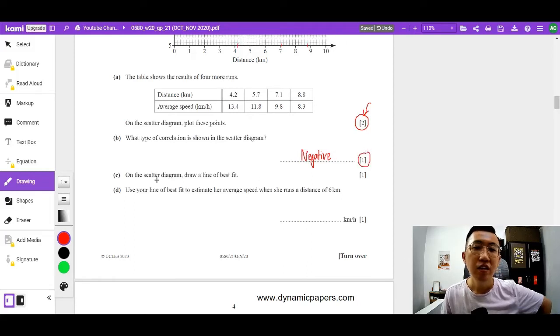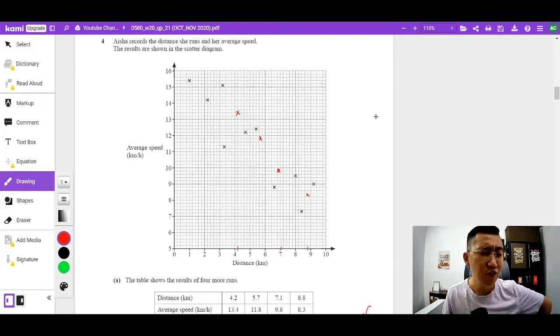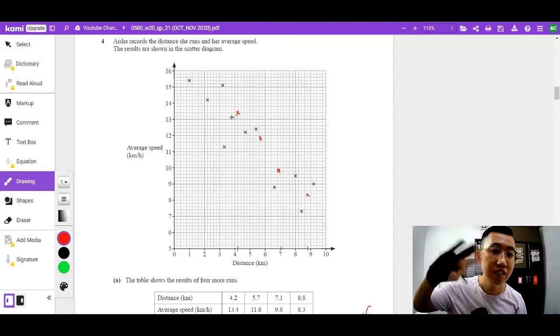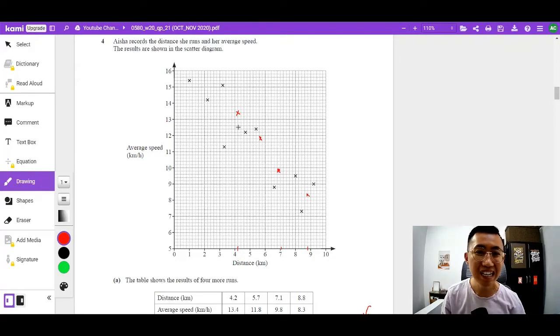Okay. On the scatter diagram, draw the line of best fit. So how are you gonna draw the line of best fit? I do not have a ruler here, so hopefully you can understand. You're gonna make sure some of the data is above your ruler, some of it is below your ruler. So I will just sketch it out using freehand. Hope you don't mind. Is something like this.